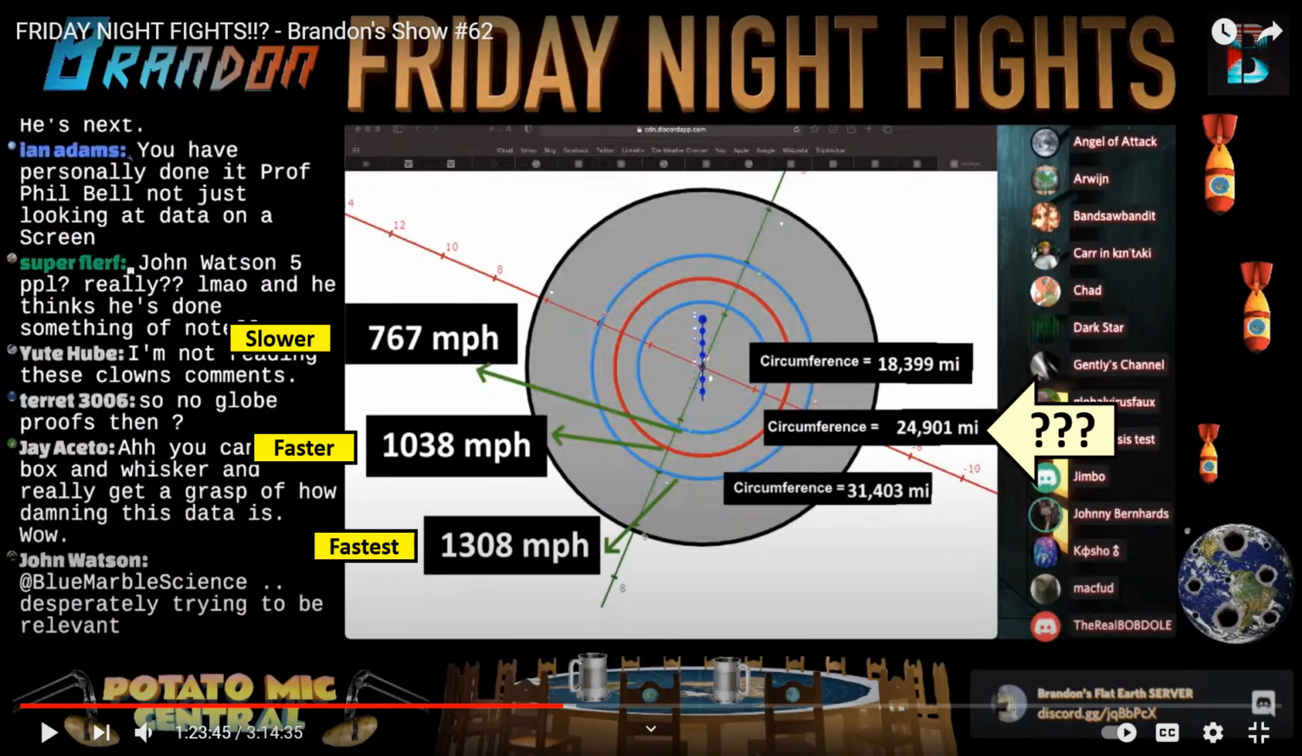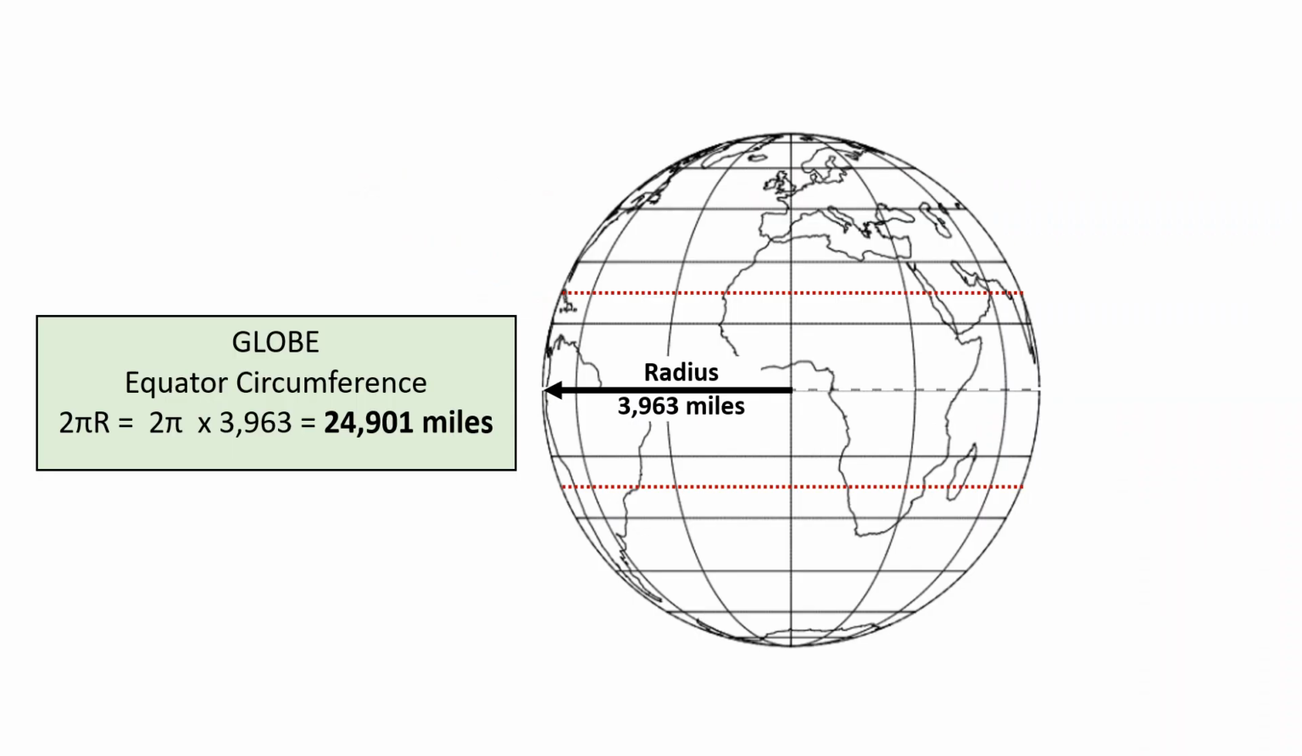Now, what this experiment really shows is their lack of understanding of some basic concepts. And the first one is this one right here, the circumference of the equator on a flat Earth. Where did they ever get the idea that it would be 24,901 miles? Now, the circumference of the equator on the globe is 24,901 miles, and you use this formula over here to make the calculation. That is 2 times pi times the radius.